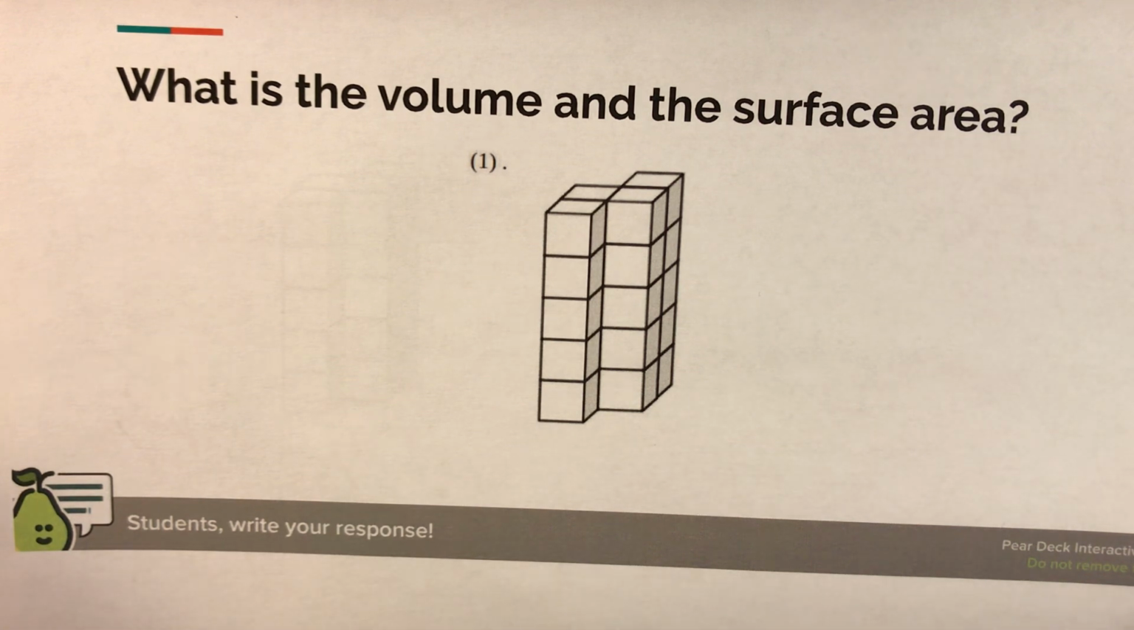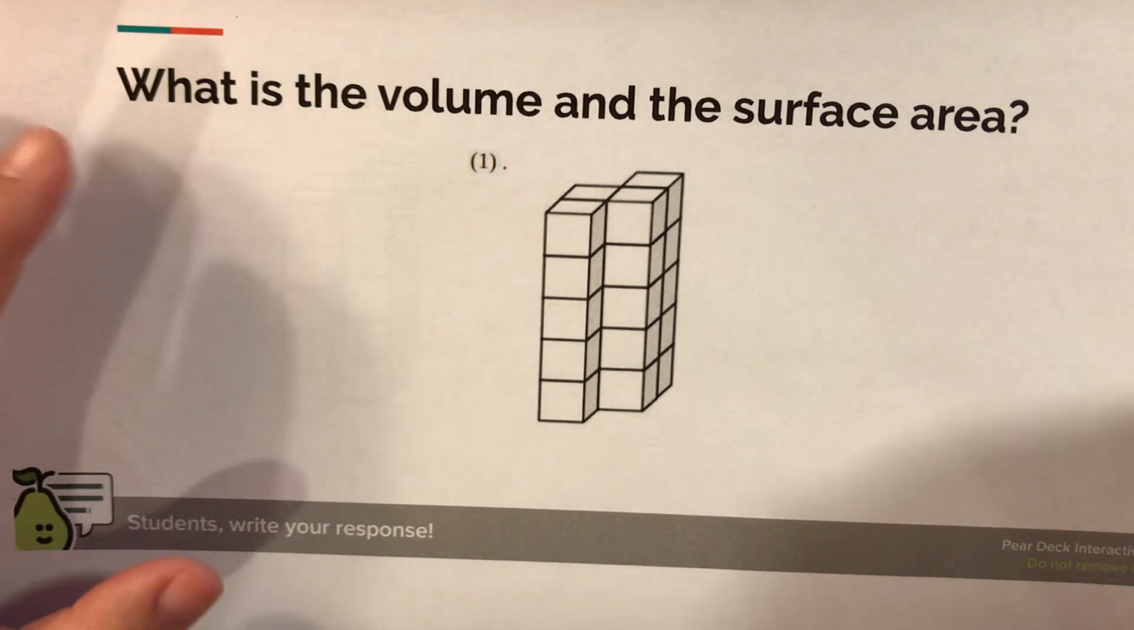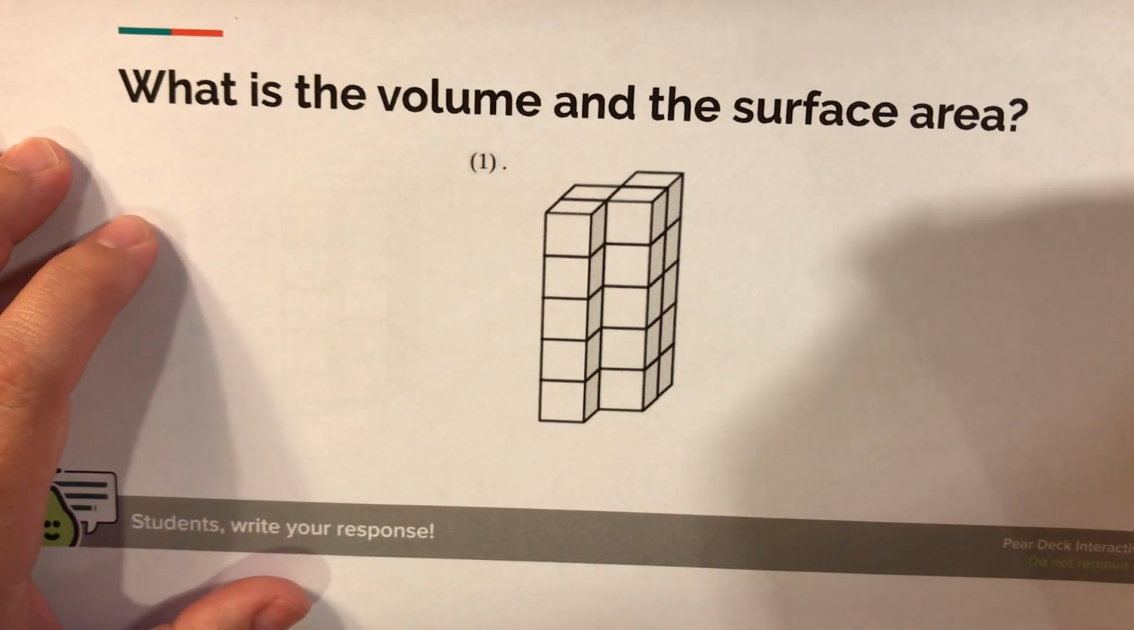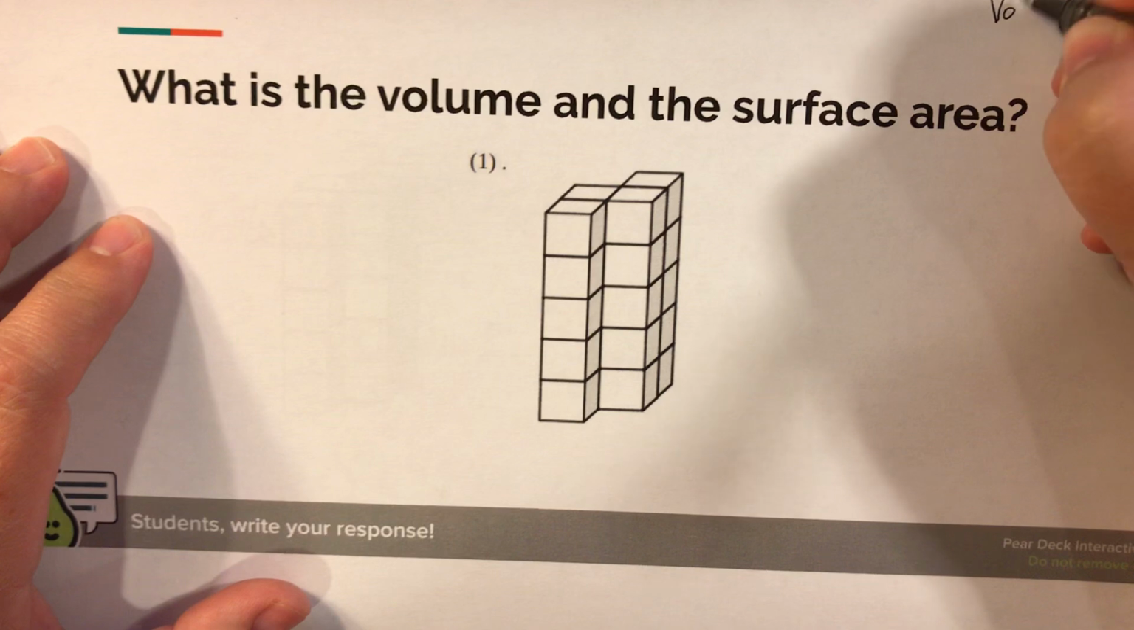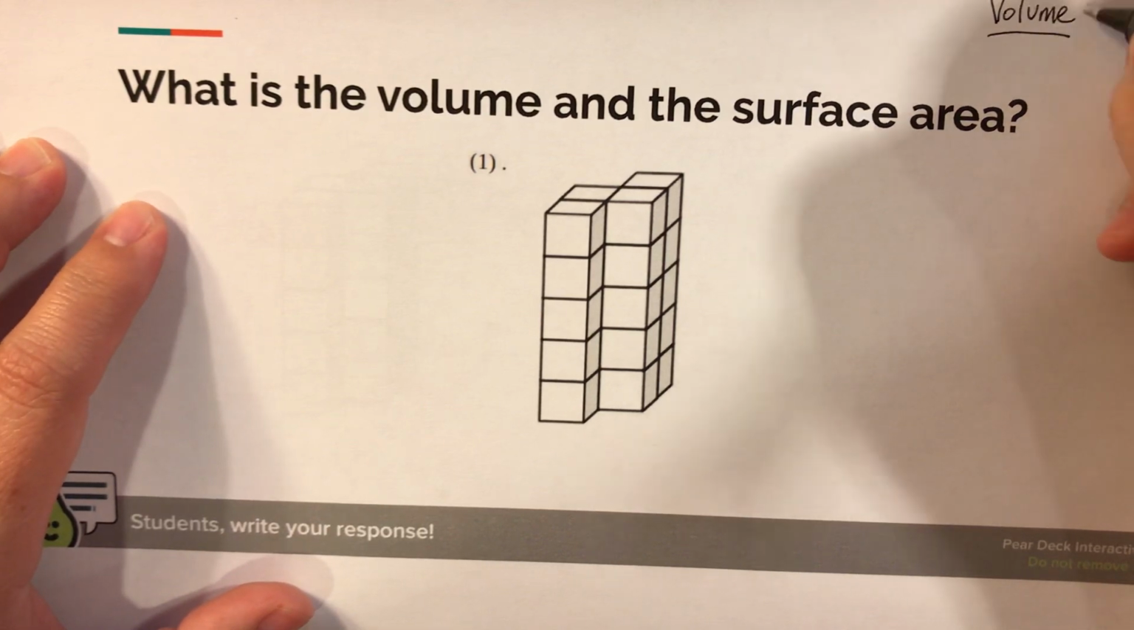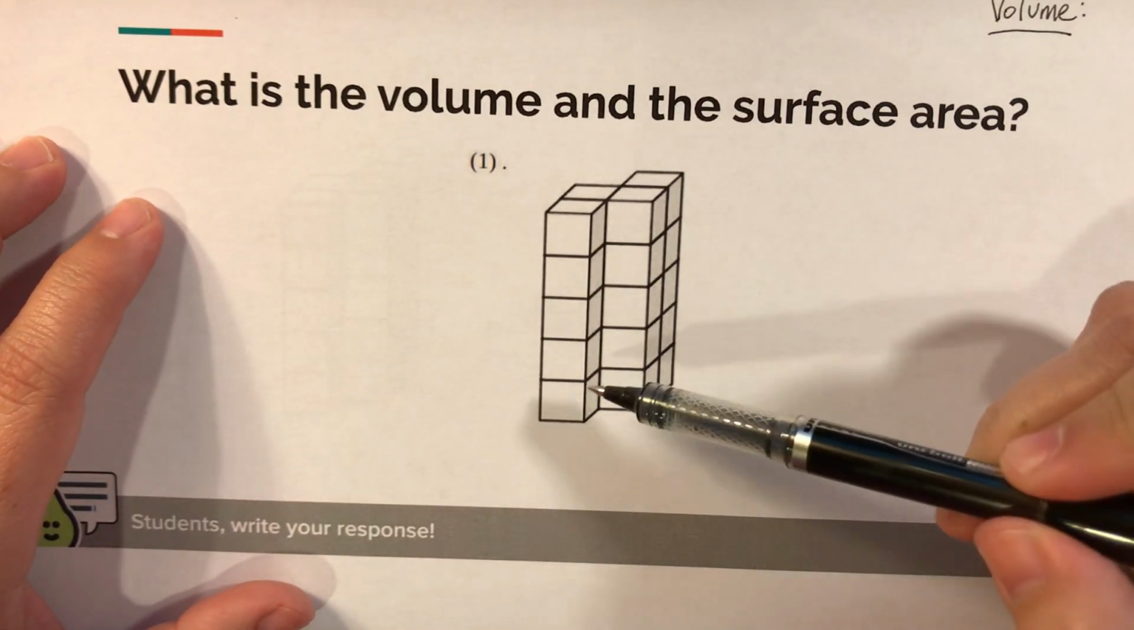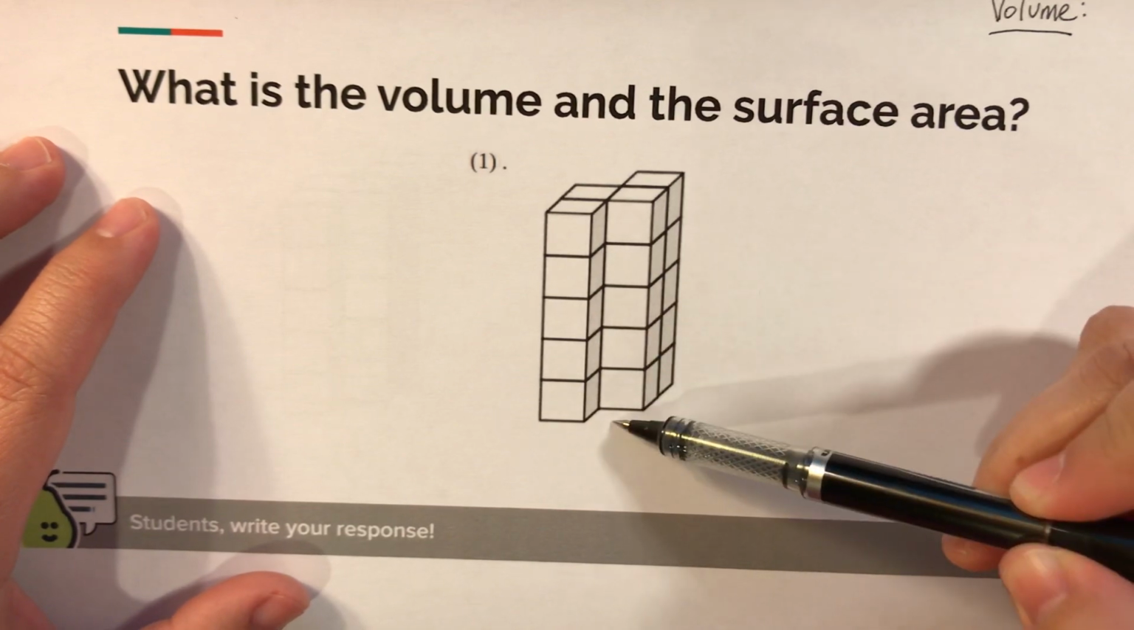Okay, so this is from the Pear Deck. This is slide number 12 in the first assignment from this week, the 911 assignment. The first thing it asks us is, what is the volume and the surface area? So let's talk about volume first. Volume is basically how much space in 3 dimensions this shape takes up.